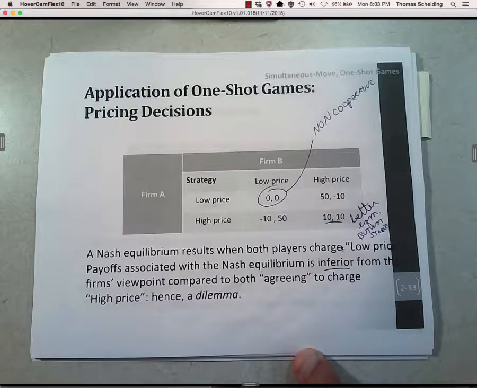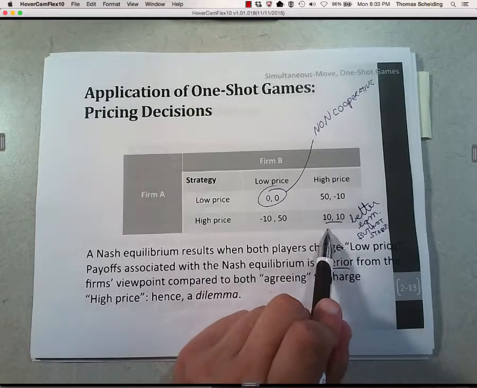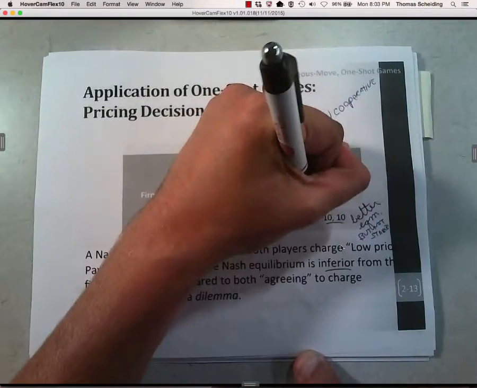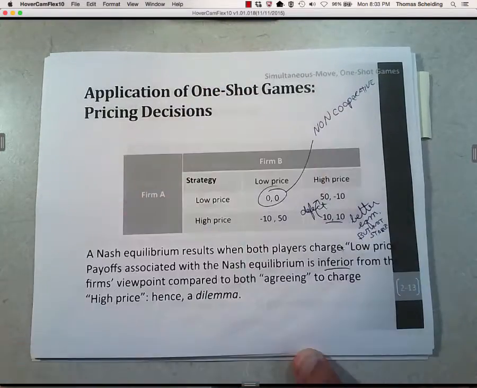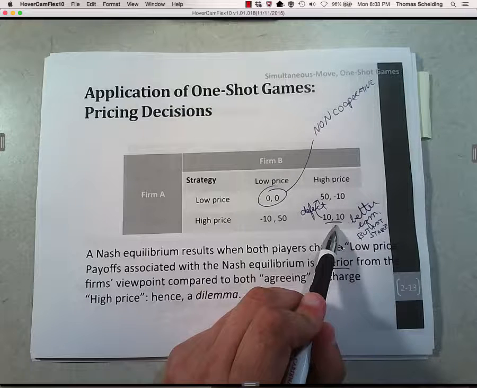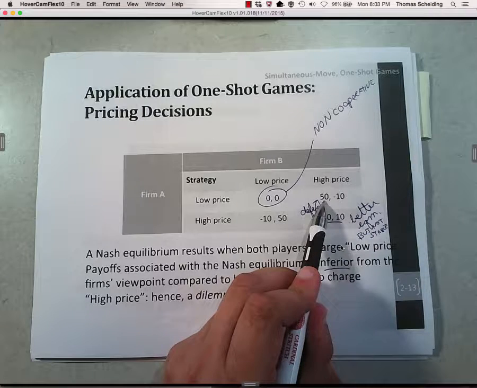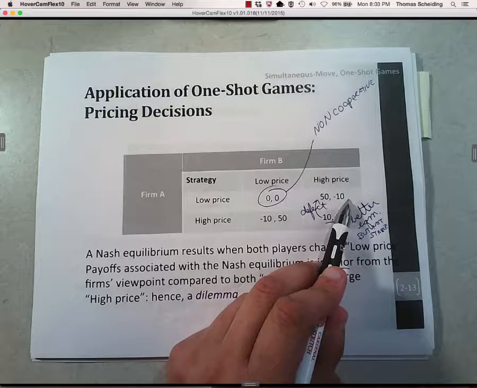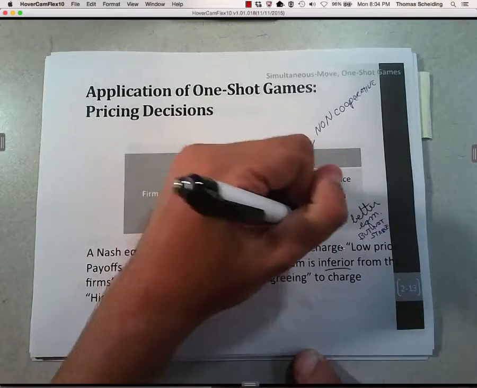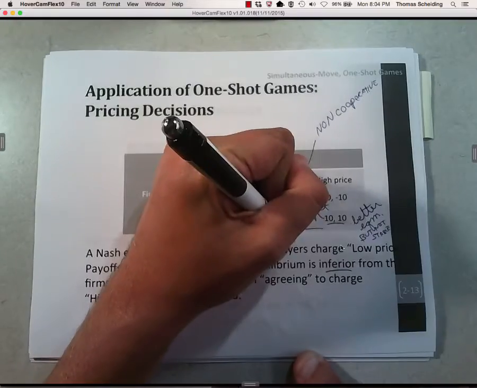It's not stable because when they're both charging a high price, firm A faces an incentive to defect. In other words, to do something other than what they promised. Because if player A and B are both charging a high price, firm A can say, you know what, I'm going to just all of a sudden lower my price. And they're going to get then all the profits. And player B is going to be hurt significantly. Player B could do the same thing. Player B could also defect.